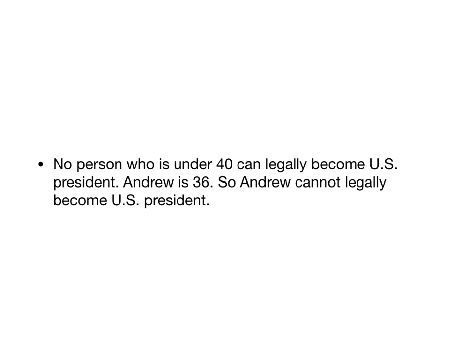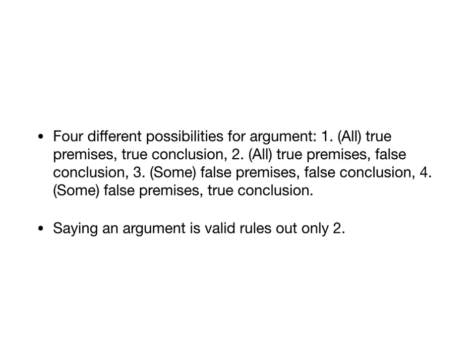And so we might think that there are 4 different possibilities here. Look, as far as an argument and the premises go, the premises could all be true and the conclusion true. The premises could all be true and the conclusion false. Some or all the premises could be false and the conclusion false. And finally, some or all of the premises could be false and the conclusion could be true.